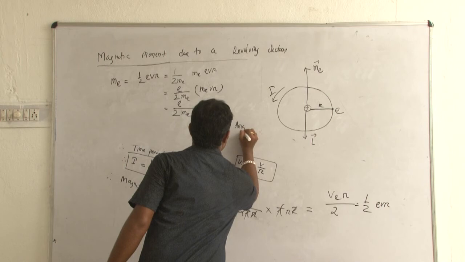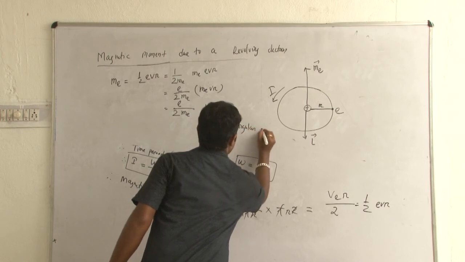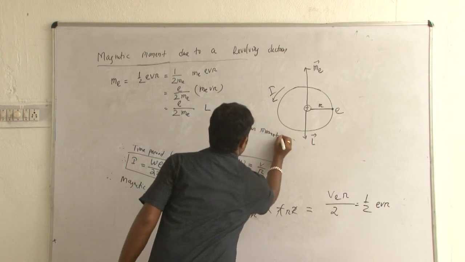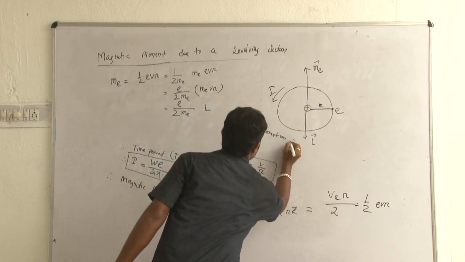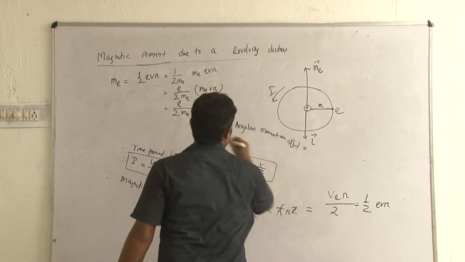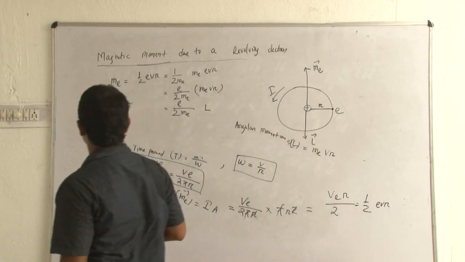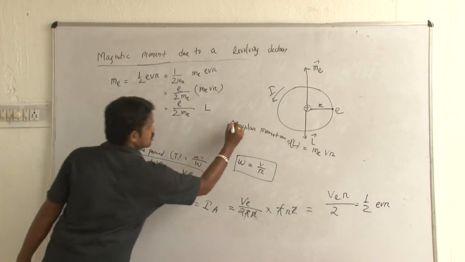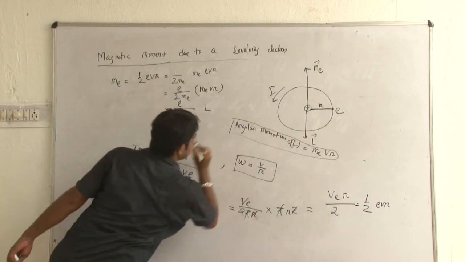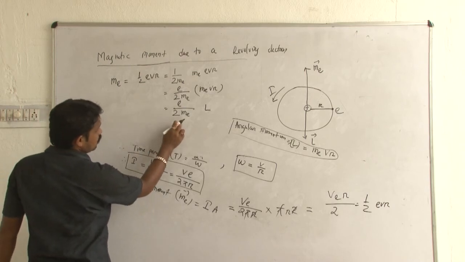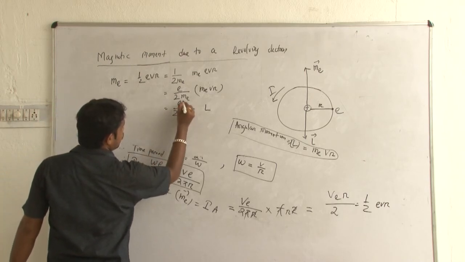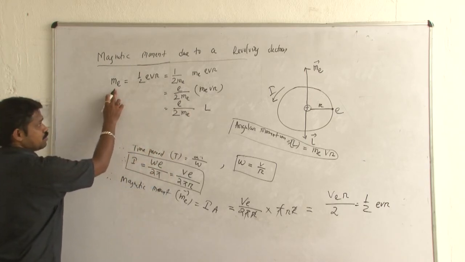L is called the angular momentum. So L is equal to the mass of the electron, the velocity of the electron, and the radius of the path. This m_e v r is my L. Understood? Now look at it. This is the final expression of your magnetic moment.